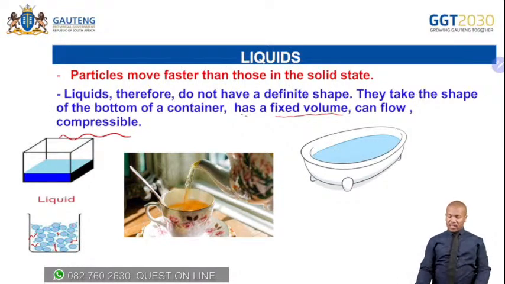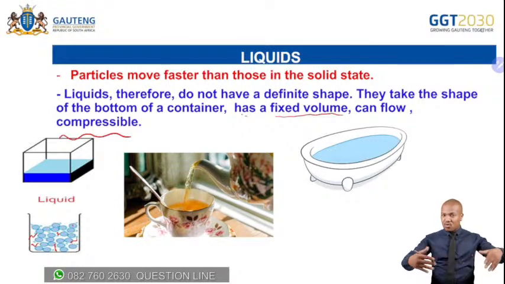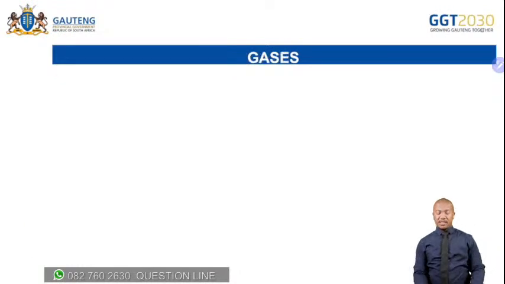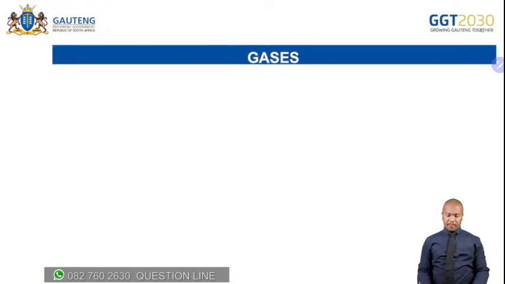This is because of what? Their particles have some spaces, allowing the particles to move freely, and also they are not compressible and have a fixed volume, right? And lastly, they do not have a fixed shape.